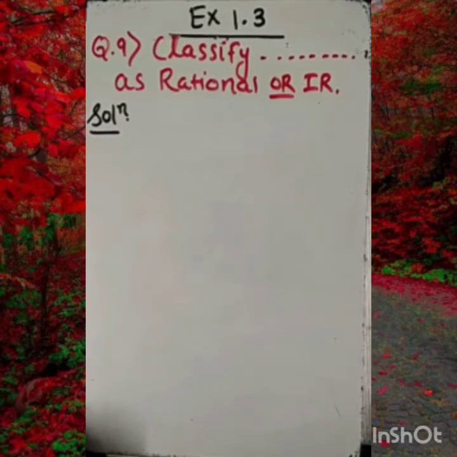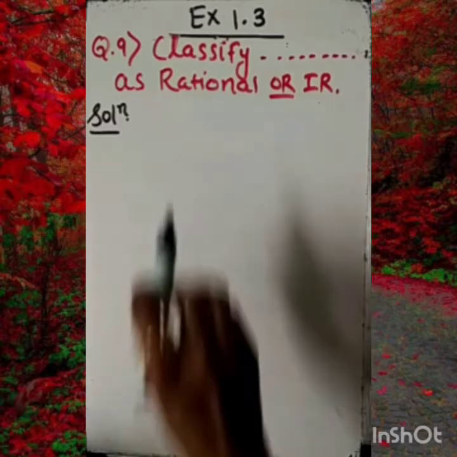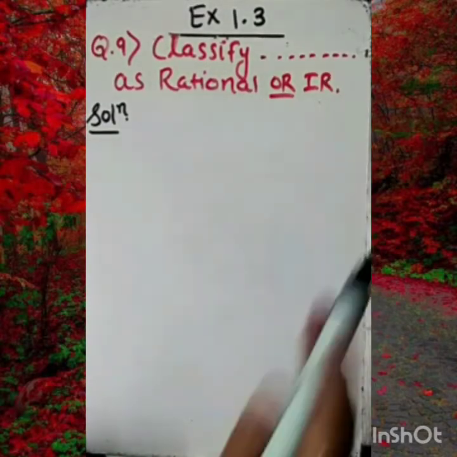Look at your screen. Exercise 1.3, question number 9. Classify the following numbers as rational or irrational. Okay, here it is: rational and irrational.